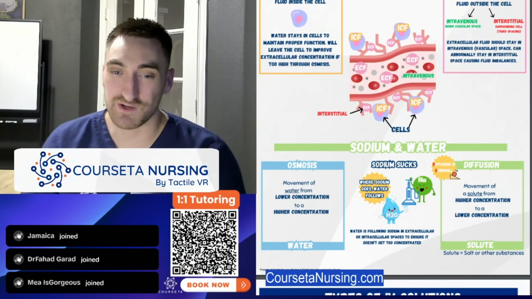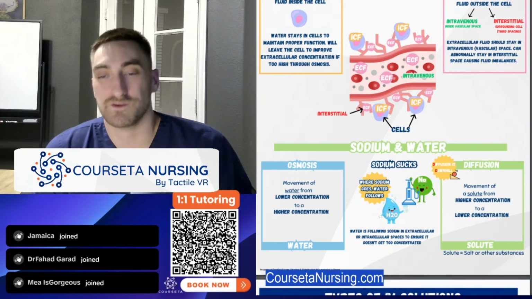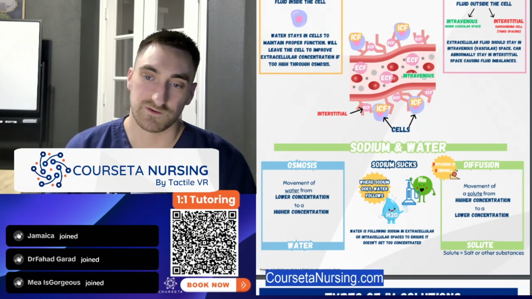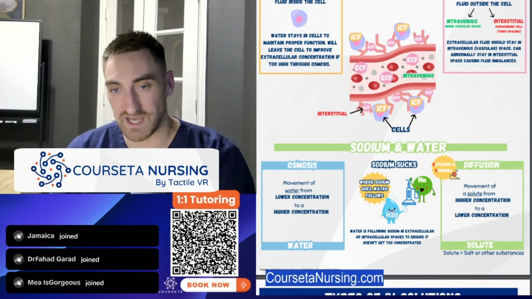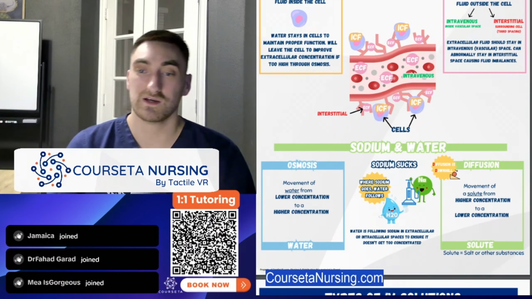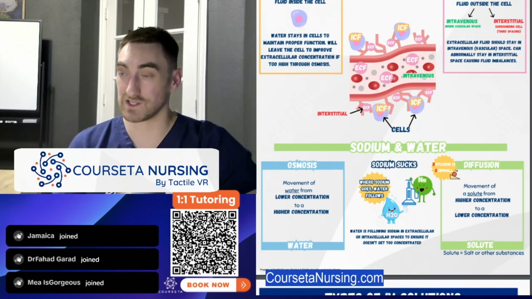Now, diffusion's not as important as understanding osmosis, but it is on your exams. Diffusion is the movement of a solute, so sodium, from a higher concentration to a lower concentration. So it's the movement of sodium. If you think, diffusion starts with a D, and also so does downhill. Well, what is downhill? You go from a higher spot to a lower spot, right? So think of it, higher concentration to a lower concentration, because diffusion goes from higher to lower.